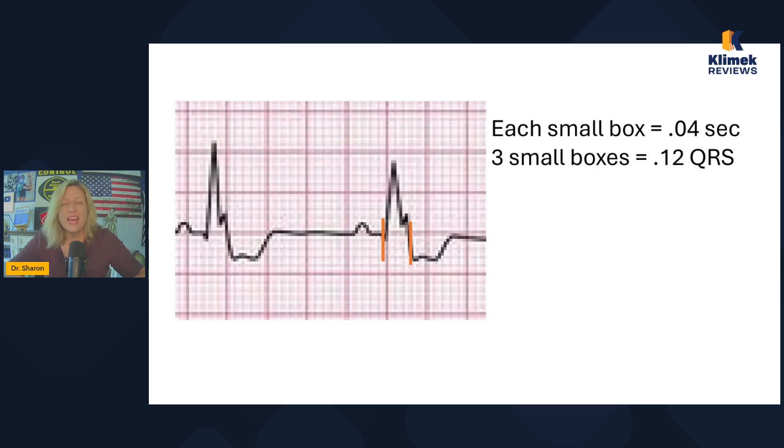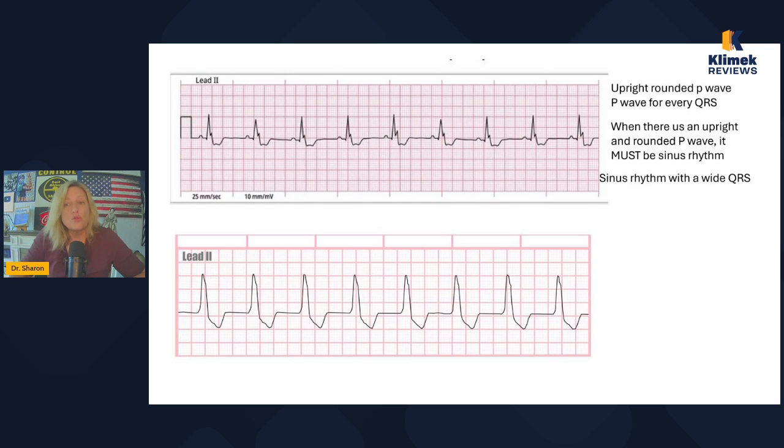And you may say, well, that's not very wide. Yeah, it's not very wide, but it's still outside normal limits. And so we say to ourselves, well, why is that? Because if we have a strong contraction, it should not be outside normal limits, y'all.